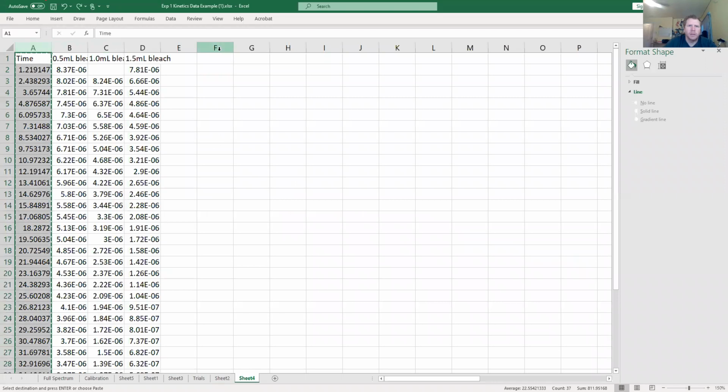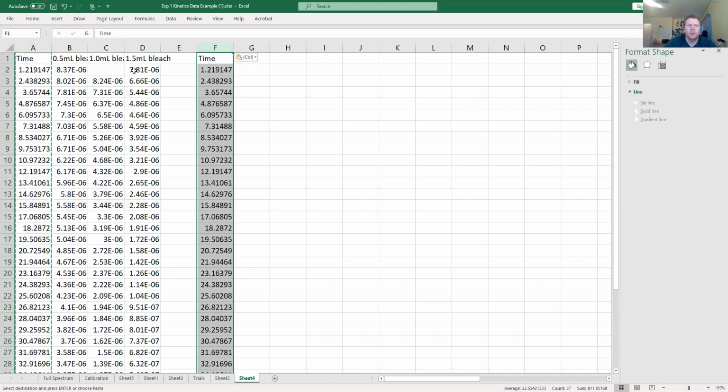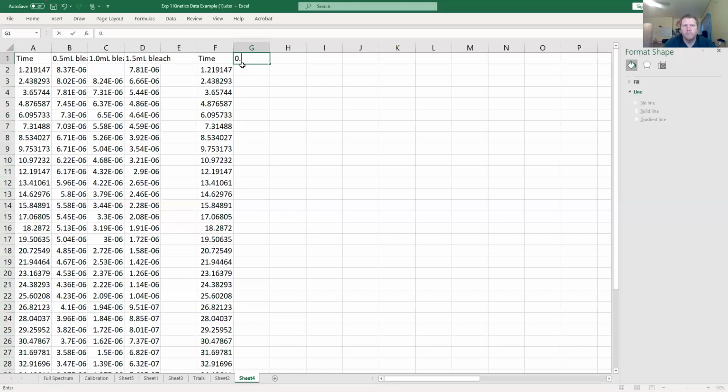So I'm going to copy A into column F. Now I want to say 0.5 milliliter, 1.0 milliliter, and 1.5 milliliters. The reason for this is it's going to show my variable concentration of sodium hypochlorite. I'm going to select equals, then select cell B2. Wait, nope, I'm not. Select equals natural log, and then B2. Enter.